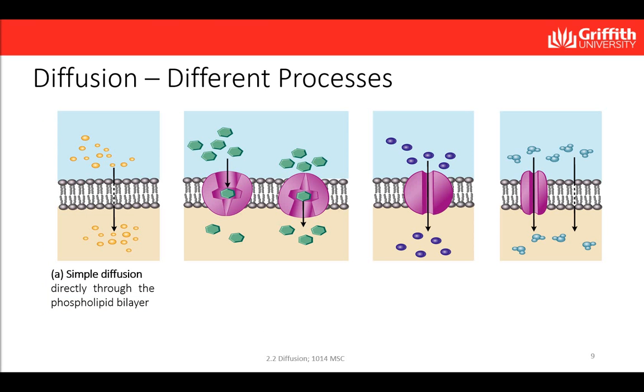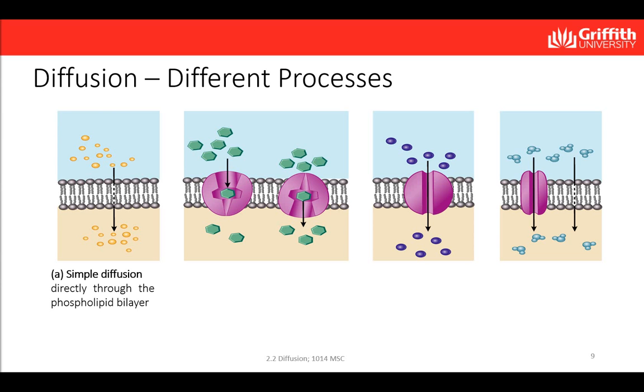Diffusion of molecules across the plasma membrane can happen via different processes. It is dependent on factors such as lipid solubility and size. In simple diffusion, nonpolar and lipid-soluble substances diffuse directly through the lipid bilayer of the plasma membrane. Such substances include gases, water, small water-soluble molecules, and fat-soluble molecules.